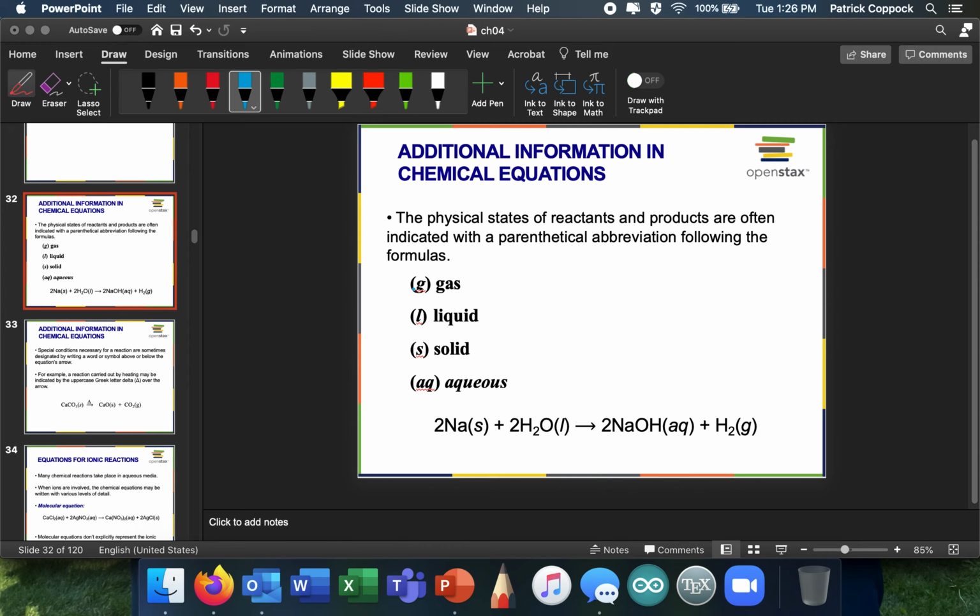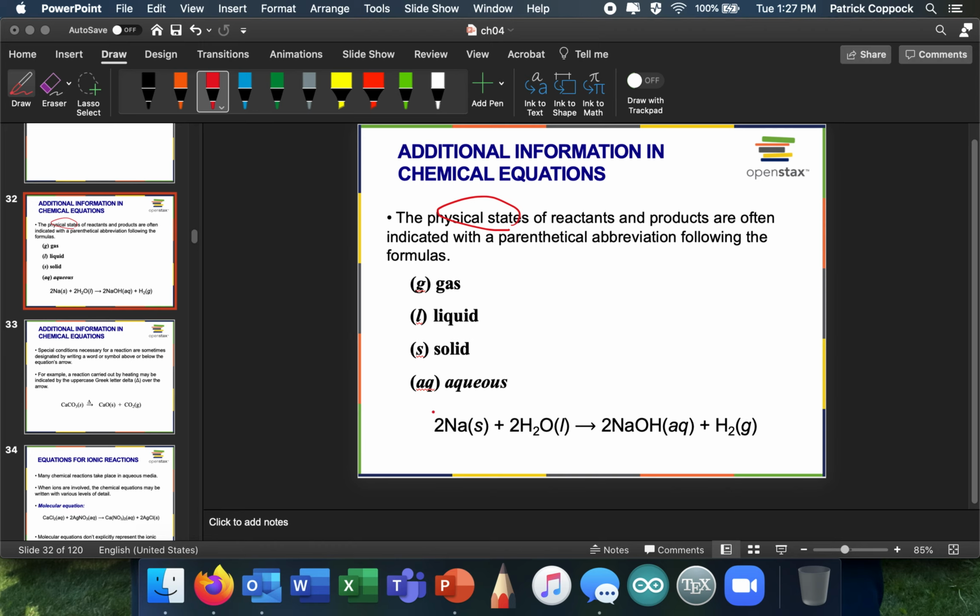Okay, so we're still really only in the introduction to balancing chemical equations, but I need to give you some more information to make this introduction complete. And that is that we need to point out that the physical states are oftentimes going to be given in the reaction itself.